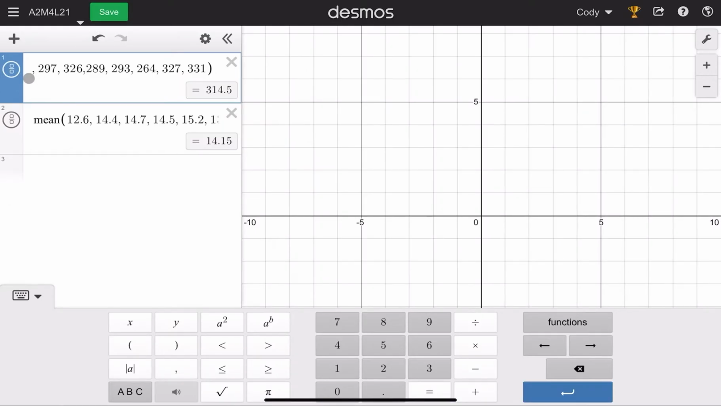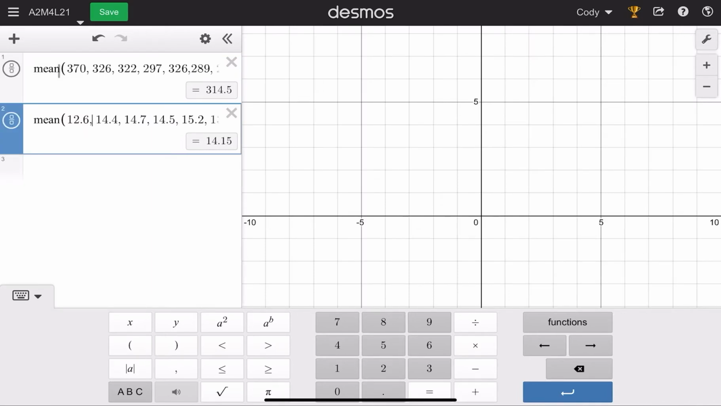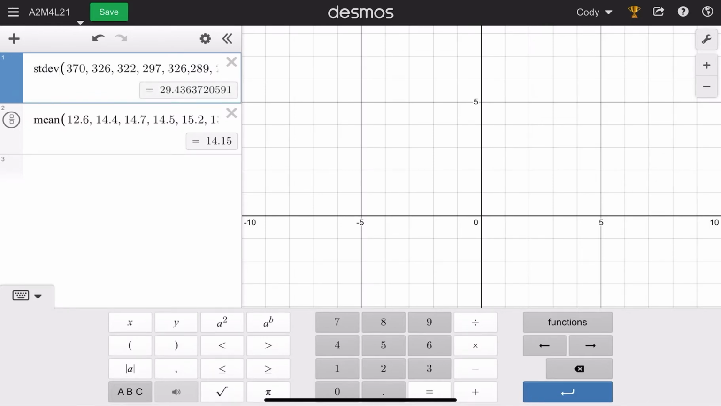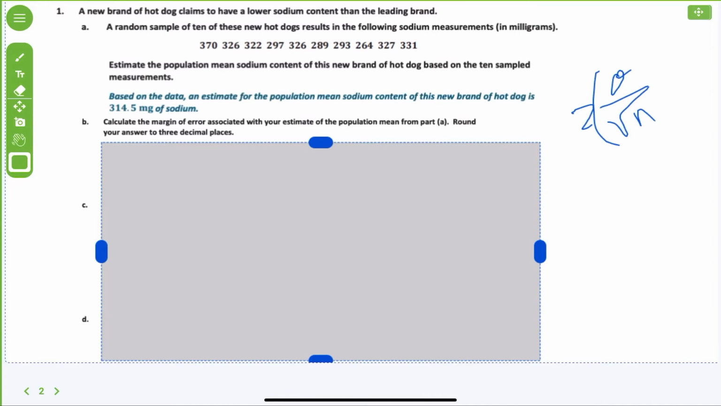The great thing about Desmos is all you have to do is come back up here and change this mean here. I don't know why it's not wanting to change for me. There we go. To standard deviation, and there's my standard deviation, 24.4. So what's 2 times 24.4?